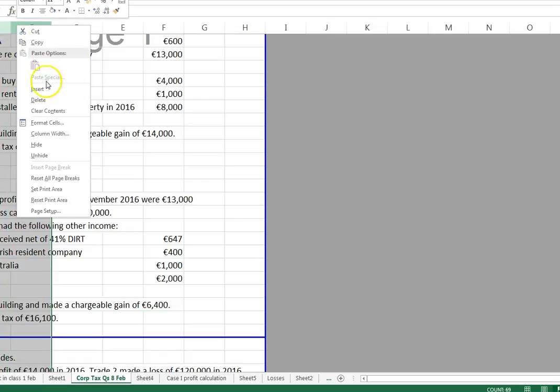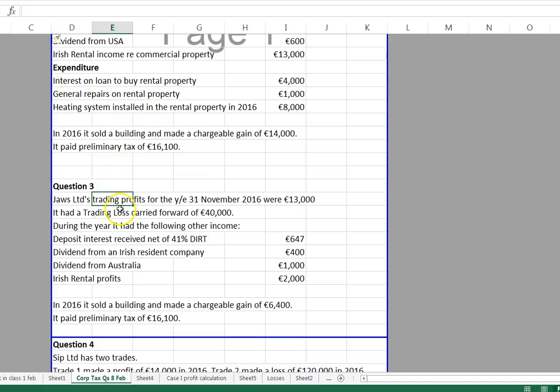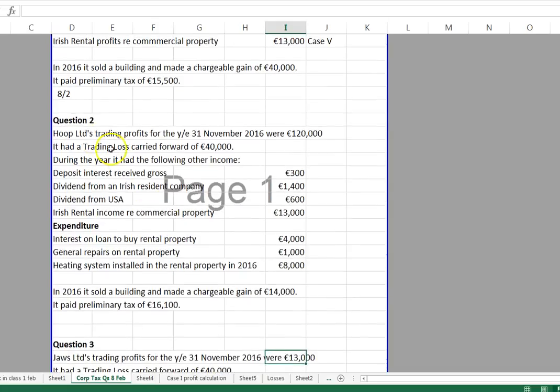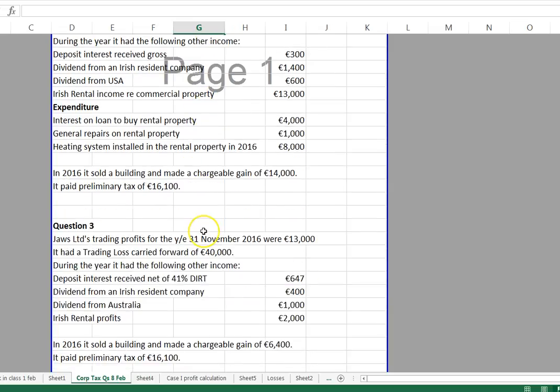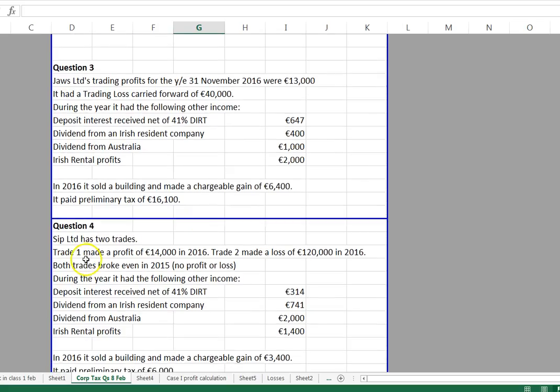Okay, in the questions that we've looked at so far, the questions have told us the trading profit. So for example, it tells us in this question the trading profits were 13,000. Here it tells us the trading profits were 120 and at a loss, and it gives us the other income as well in all of these. So for example, trade 1 made a profit of so much, trade 2 made a loss. So to get the trading profits in these questions, you didn't have any working to do, it was given to you.